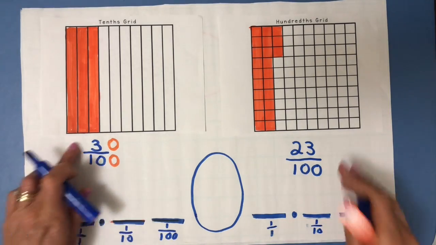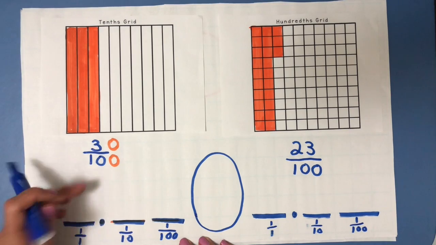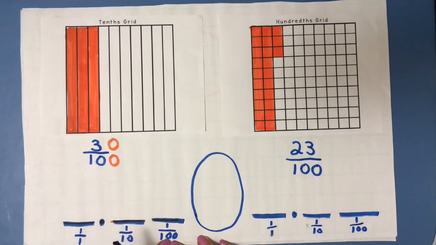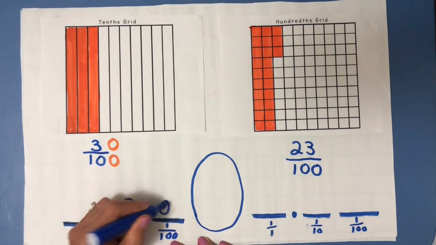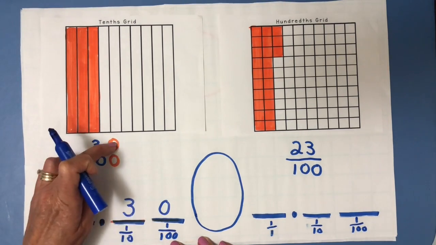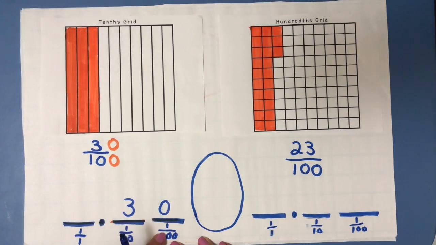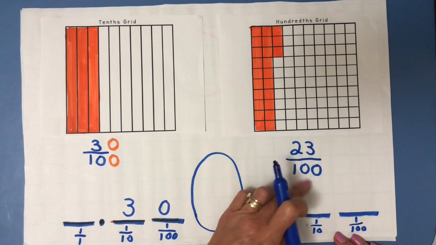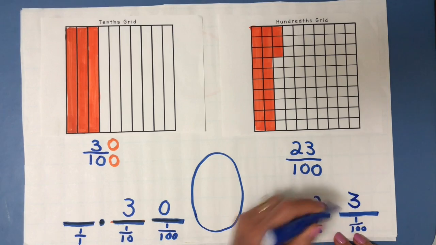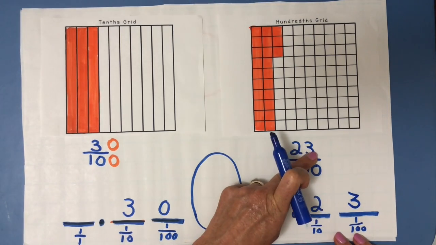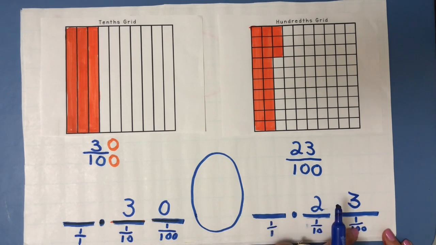So now, since I changed these to fractions, it's so easy for me. This is 30 hundredths. So remember, the last digit has to end in the hundredths place. So I put it right here. And if I did it right, the last digit that I see there will be in the hundredths place. 30 hundredths, it is. Now I'm going to do this one. This is 23 hundredths. And the last digit here should end in the hundredths place. Let's see, 23 hundredths, and it does.